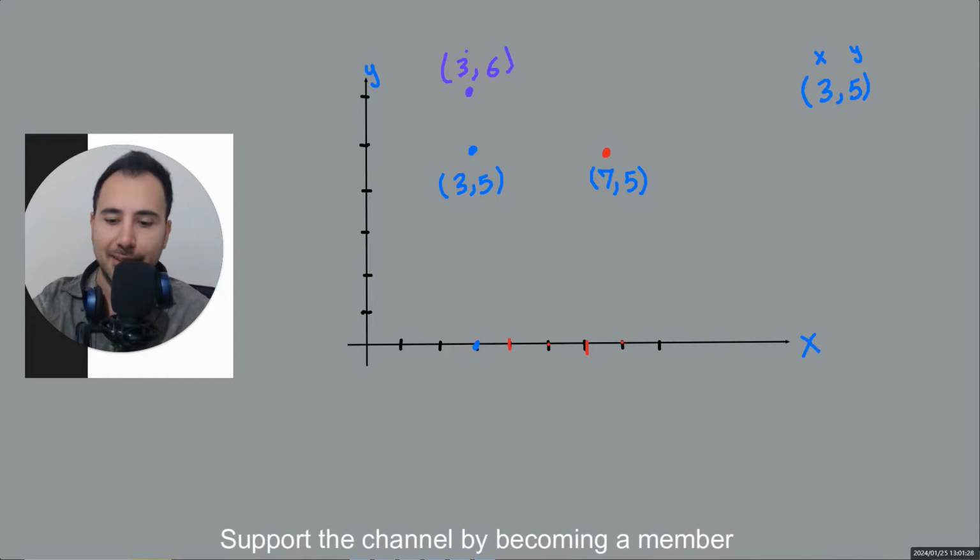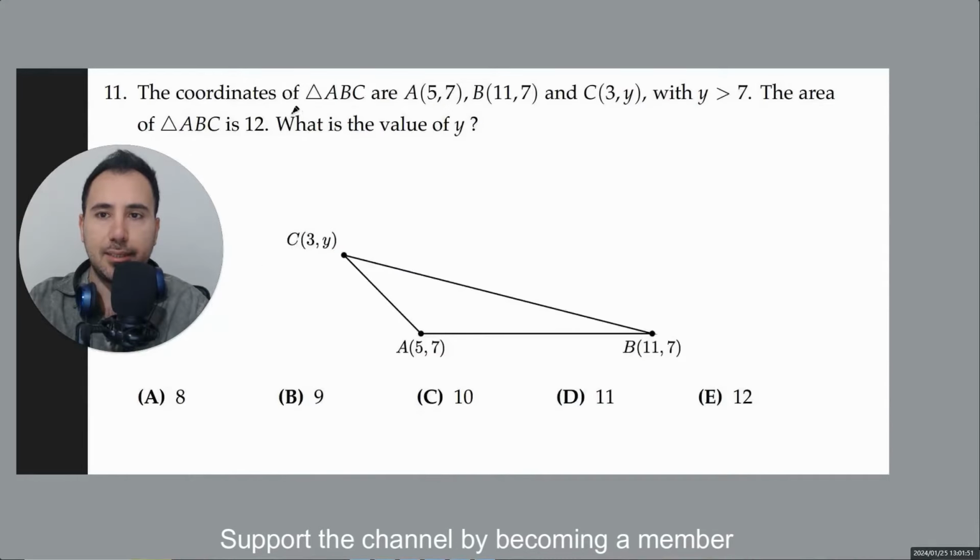Now let's go and deal with the problem. The coordinates of A, B, C are these, as you see them, with y greater than 7. The area of this triangle is 12. What is the value of y? So let's just compare A and B first. Which one didn't change? The y value wouldn't change because we're just going this way. So how large is this? We just have to subtract these two values. 11 minus 5 is actually 6.